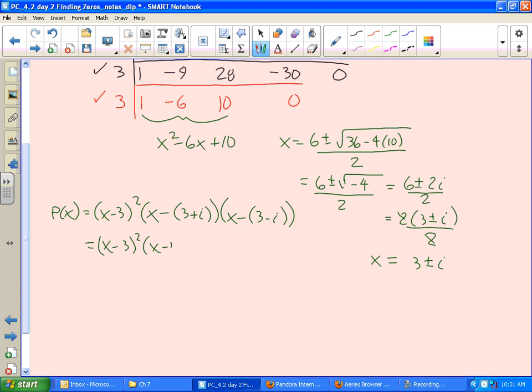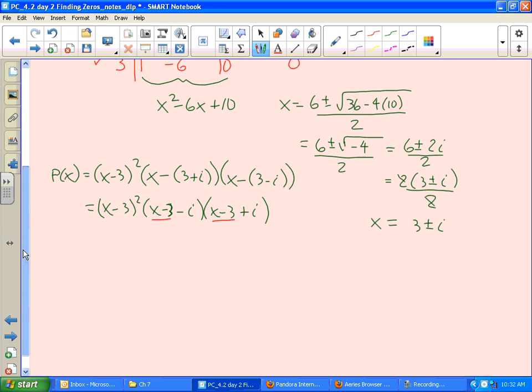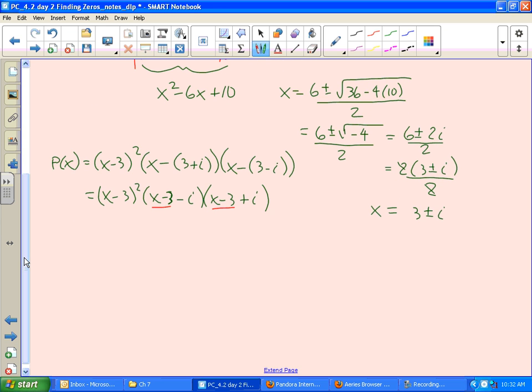And then we could simplify over there. x minus 3 minus an i, and an x minus 3 plus an i. And as we did yesterday, we talked about how these x minus 3s are like the real parts of that complex number, and then 1i, or negative 1i in this case for the second one, would be your imaginary parts. So that would have been my polynomial here for that particular problem.